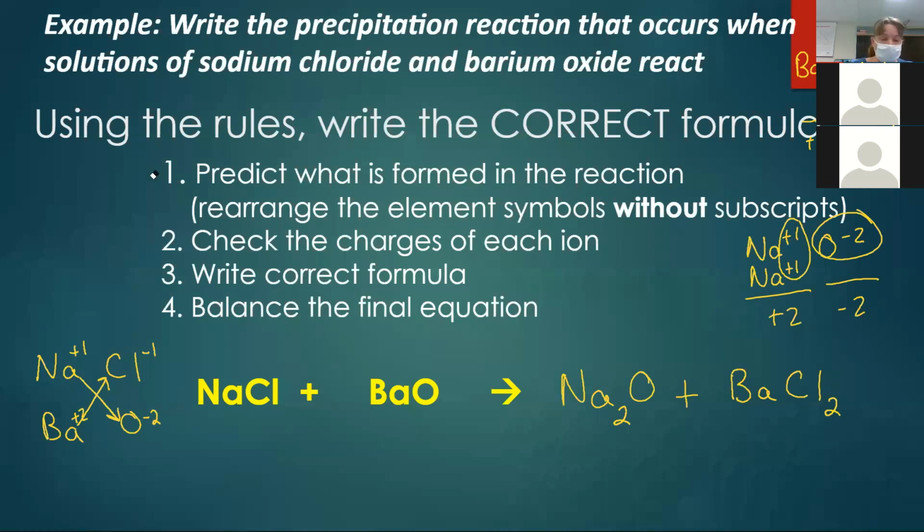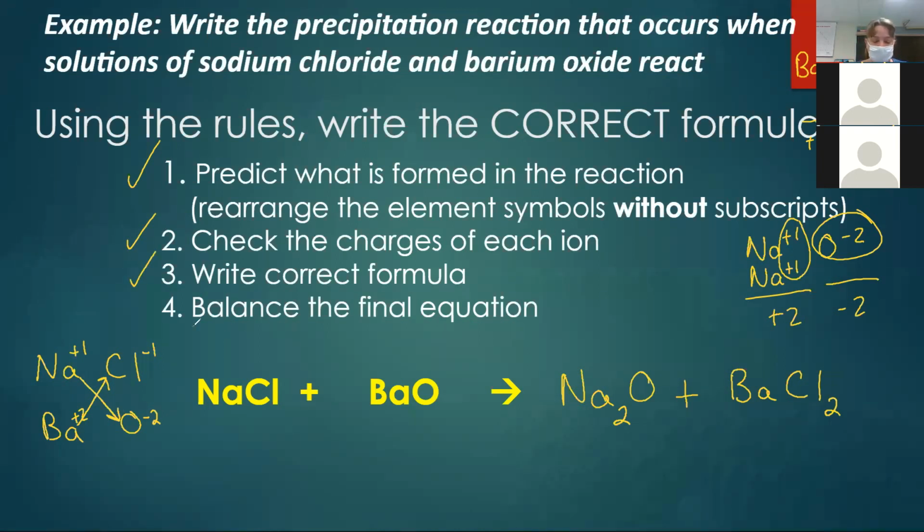So what has that done for us? That has gotten us to step 3. We predicted what was formed by crisscrossing our symbols. We checked the charges of our ions, which we did there. And now we've written the correct formulas based on those charges adding up to 0.